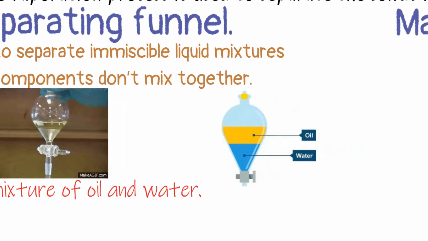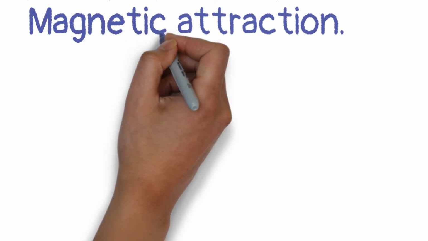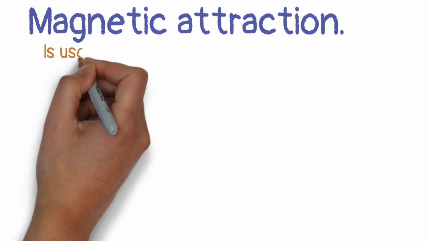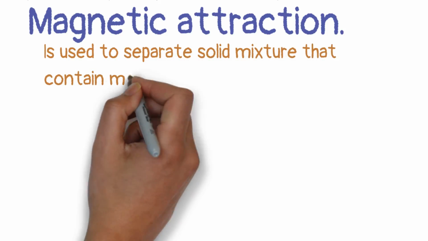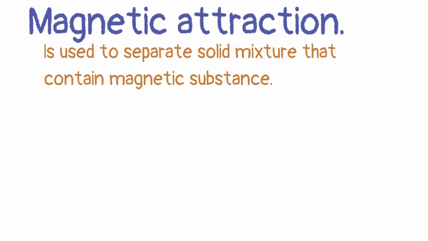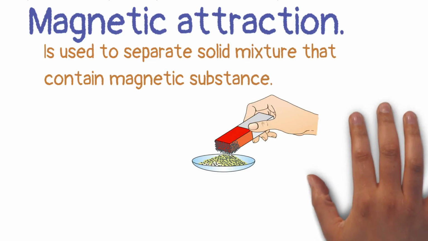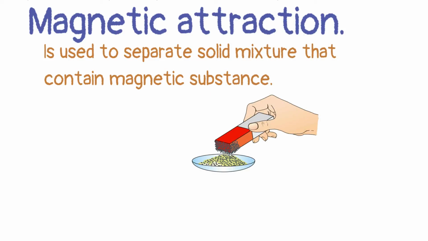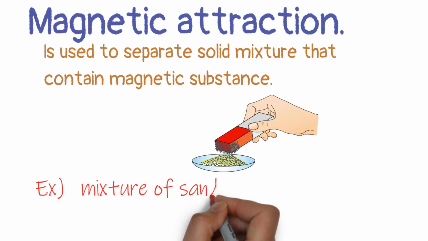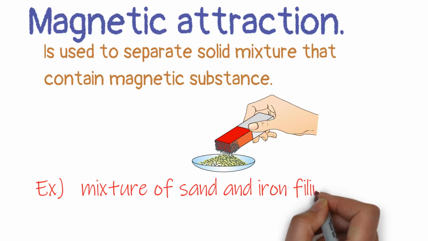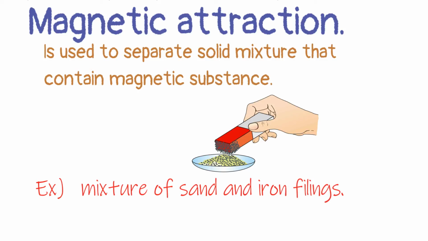The fourth method and the last one we have is the magnetic attraction. From the name, we use a magnet in it. The magnetic attraction is used to separate a solid mixture that contains a magnetic substance. It can be separated by using a magnet, because the magnet will attract the magnetic substance. For example here, the mixture of sand and iron filling. This mixture can be easily separated by the magnetic attraction method.